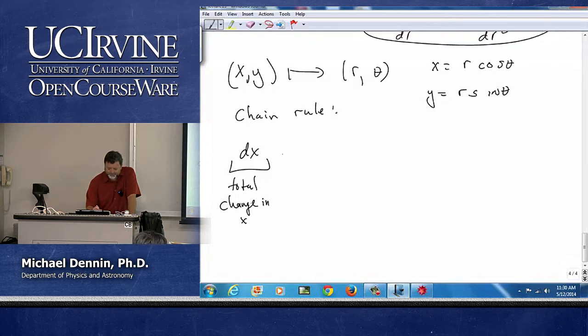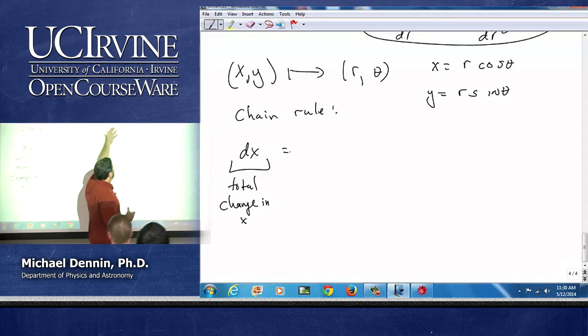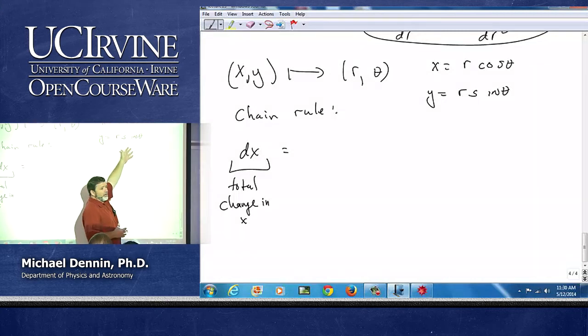So if I want to consider a total change in x, and I want to think about it as changes in r and theta, notice if I move a little bit in x, I have to shift both r and theta.